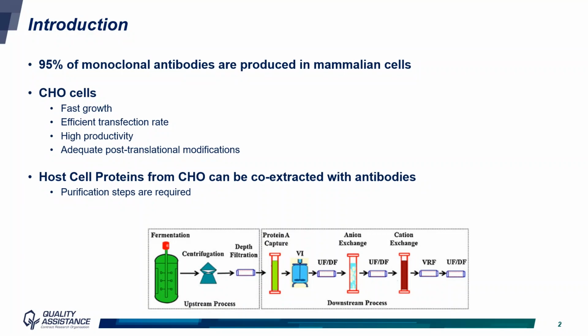During the culture, the recombinant antibody is secreted from the cell into the surrounding media. Host cell proteins, or HCPs, can be co-extracted with the antibody, and it is therefore necessary to purify the product using a series of downstream processing steps. These steps are designed to remove all the contaminants such as host cell DNA, RNA, and proteins. As described in these pictures, they can include centrifugation, filtration, or chromatography steps.